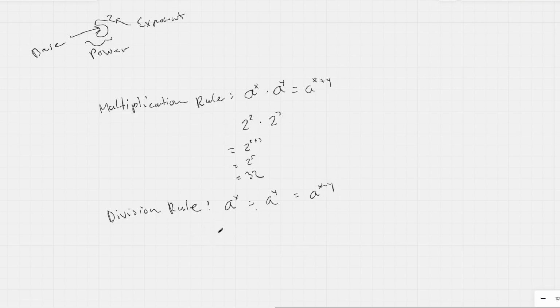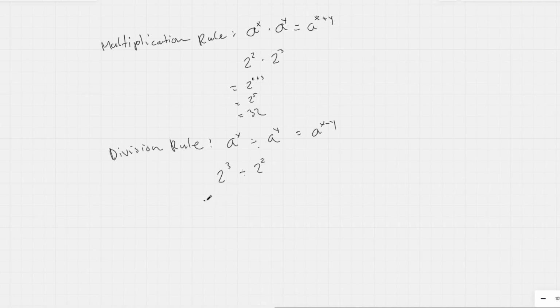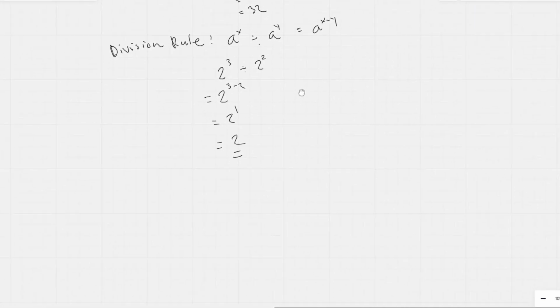So let's say here we had 2 to the power of 3, right? Divided by 2 to the power of 2, right? And I want to figure this out. I'm going to do some subtraction. So since they're the same base, what do I do here? I subtract the exponents. So 2 to the power of 3 minus 2. So this becomes 2 to the power of 1. And anything to the power of 1, remember, is equal to itself, which is 2. All right, so that's the division rule.